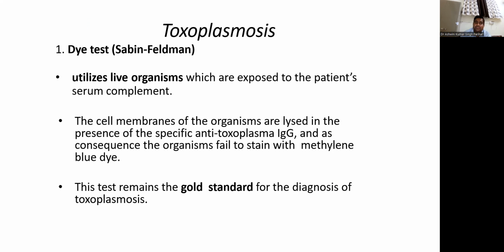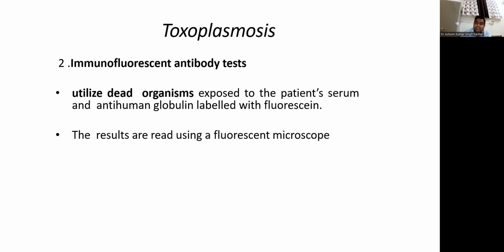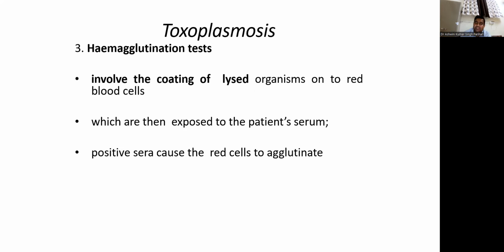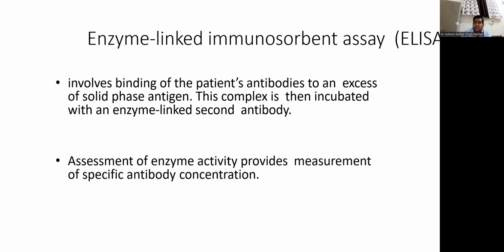For toxoplasma, the most common test is the Sabin-Feldman dye test, which is the gold standard using live organism, and the immunofluorescent antibody test, where the dead organisms are seen under a fluorescent microscope, and the hemagglutination test, where the patient's sera lead to the agglutination of the lysed organism-coated RBCs.